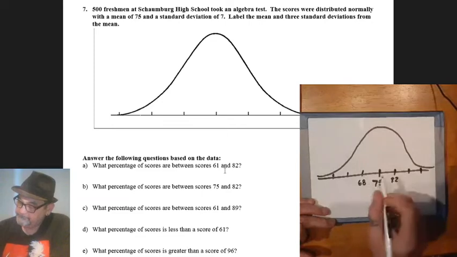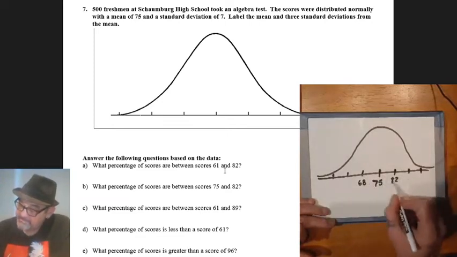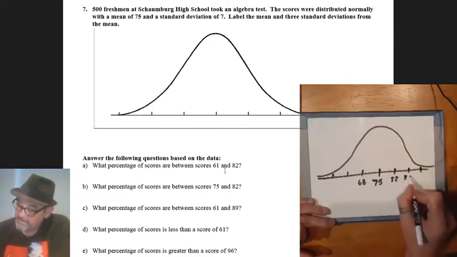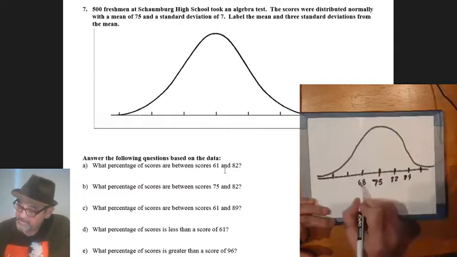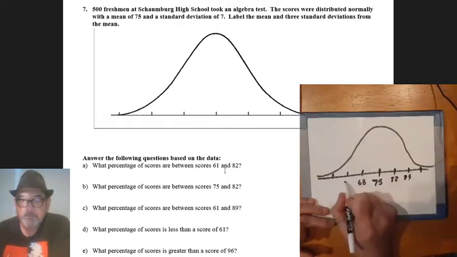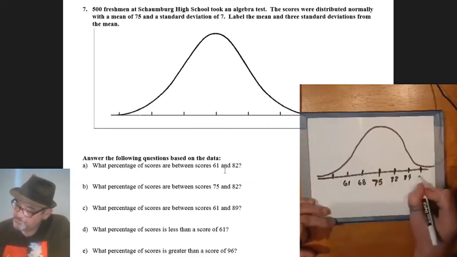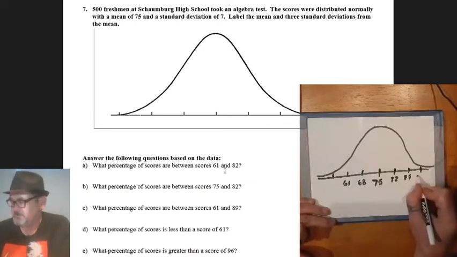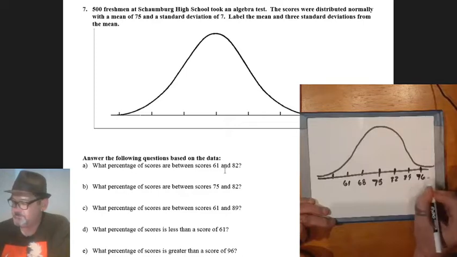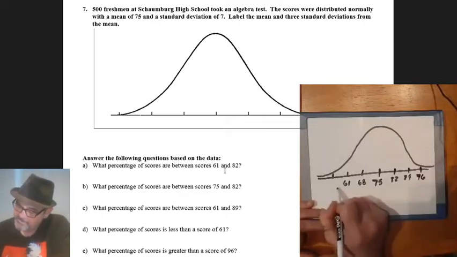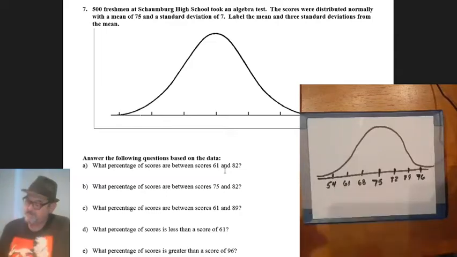68. And again, I can fill in the second standard deviation. This is going to be 89, because again, it's 7 points away. And 7 points away here is going to be 61. The third standard deviation away is going to be 96. And then down here, it is going to be 54. Okay?